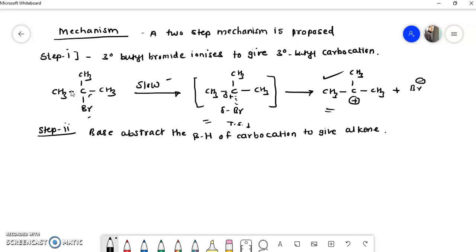So I will take this carbocation once again. I will write here for the sake of understanding: CH3, CH3, and I will write one hydrogen here. Now what happens? See, here is a positive charge, so this is the carbocation intermediate. We have hydroxide base in the surrounding, so this base abstracts this proton, and this bond gets shifted here. So this step is very fast.